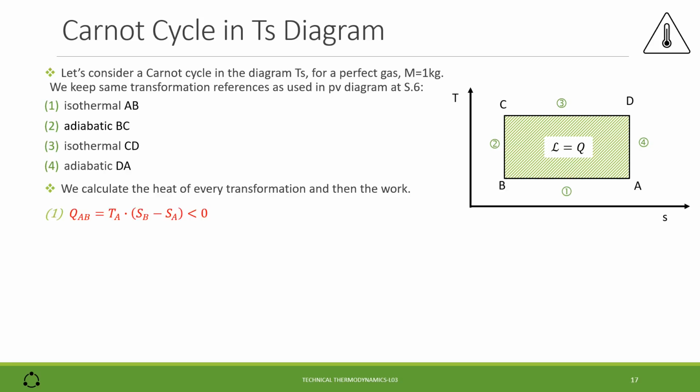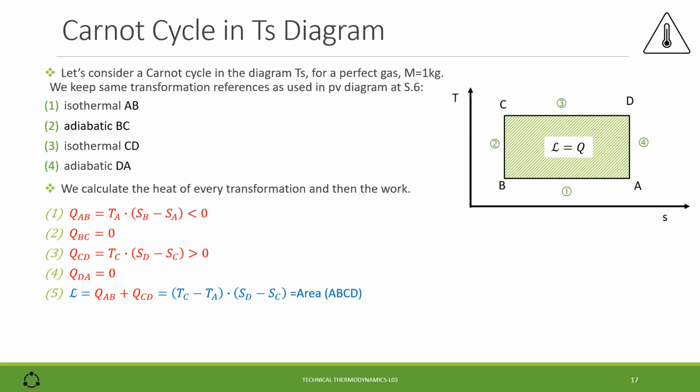The Q over the transformation AB is the TA times the difference of the entropy of the point B and A. And because this difference is negative, the Q is negative. The Q along the transformation BC is 0 because adiabatic. The Q over the transformation CD has a similar expression as the Q of AB because isothermal, but in this case is positive. And the Q over the transformation DA is still 0 because adiabatic.